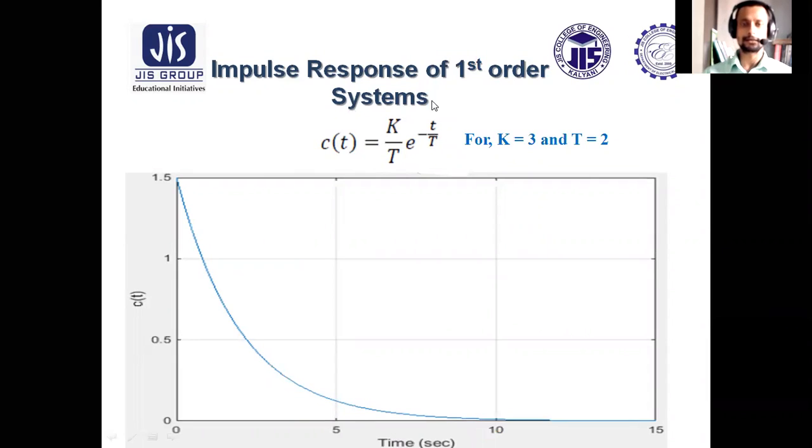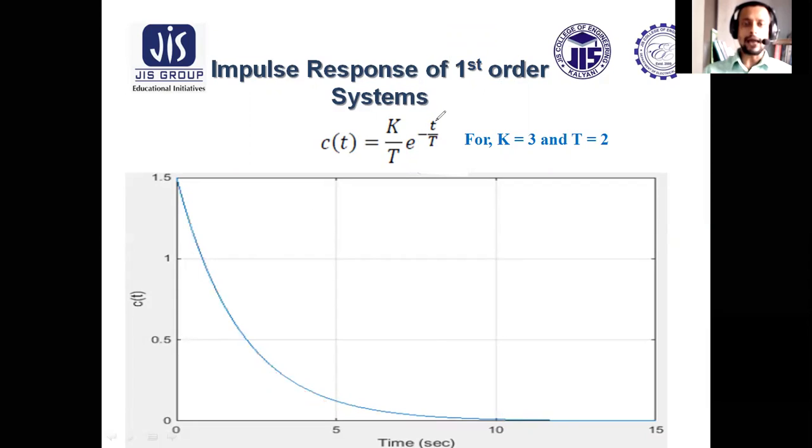Consider a system with a gain of 3 and time constant T as 2. For this system having 3 gain and 2 time constant, the system response will be of this nature. So from this equation, we can say it's an exponentially decaying equation. So the graph is exponentially decaying. Clear?